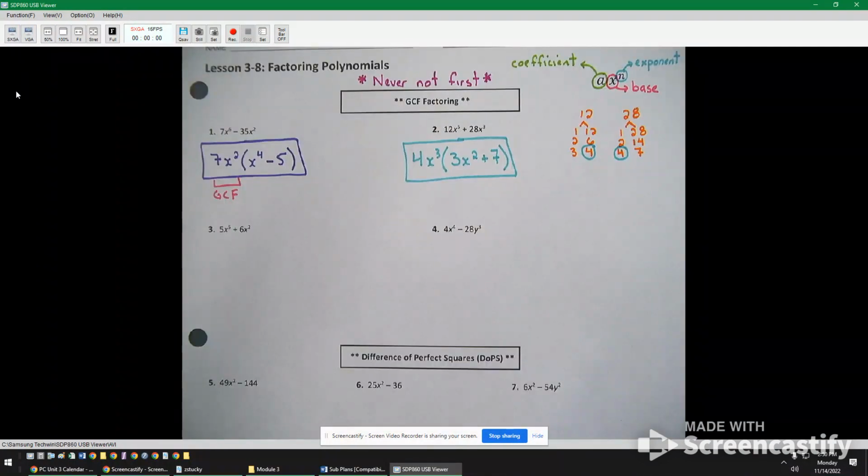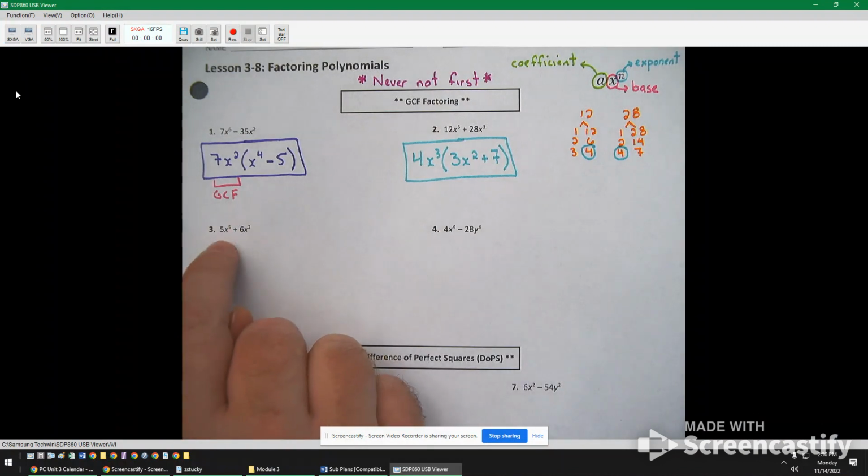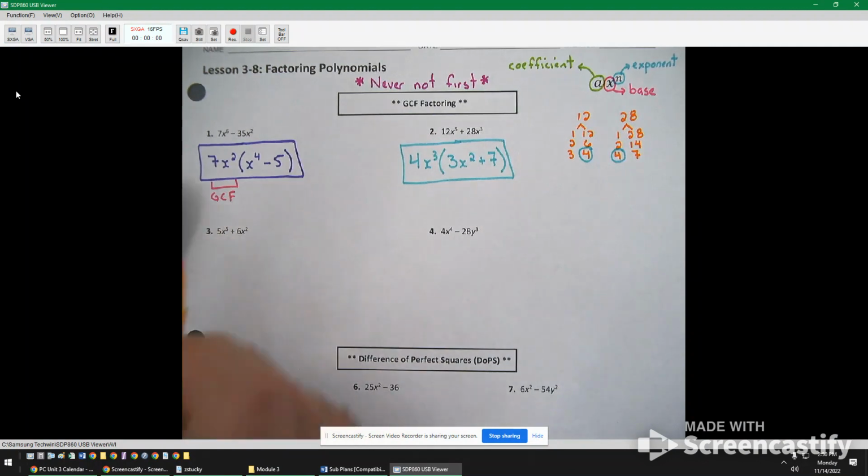Let me see if that, yeah, it's a little bit better of a picture. So I can't GCF a 5 or a 6. They don't have anything in common, but they do have at least 2 x's. So you can just GCF a variable if you need to. You don't always have to take out a number with it.